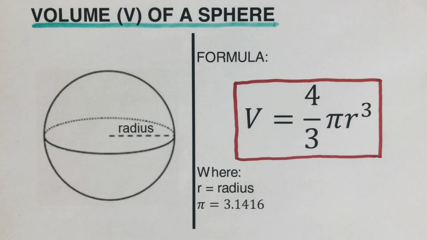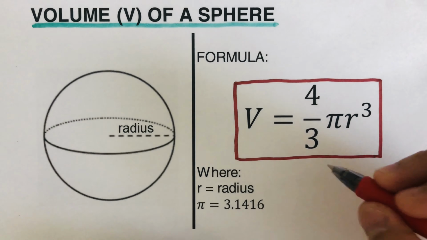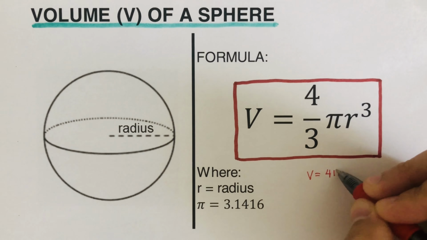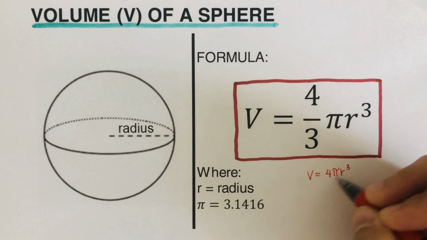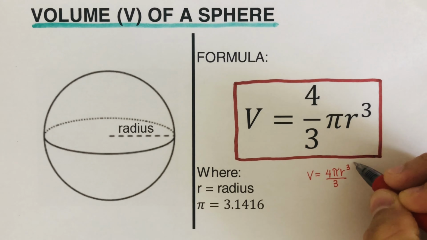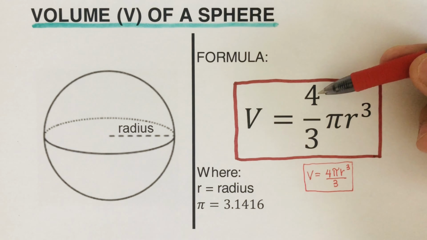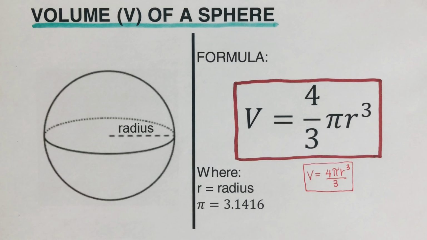In order to solve for the volume of a sphere, we use this equation: 4 over 3 pi r cubed. Others prefer to write it as V equals 4 pi r cubed over 3. That is still okay. You can do it that way, or you can have it as the fraction 4 over 3. They mean the same thing.